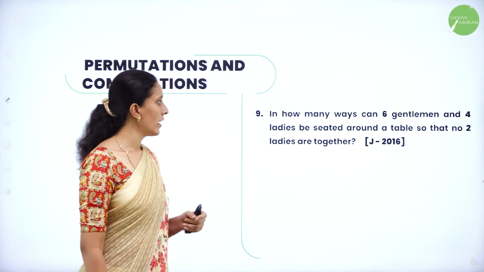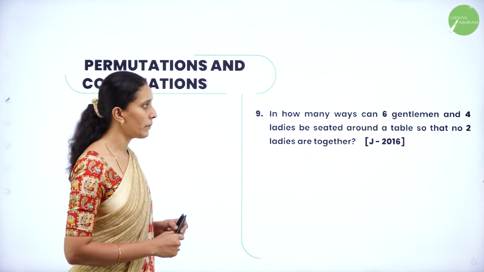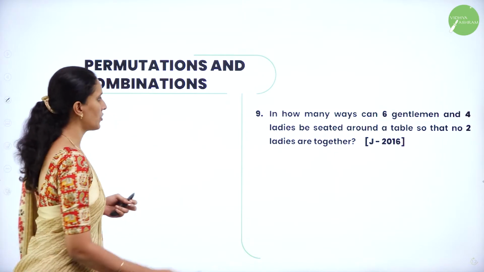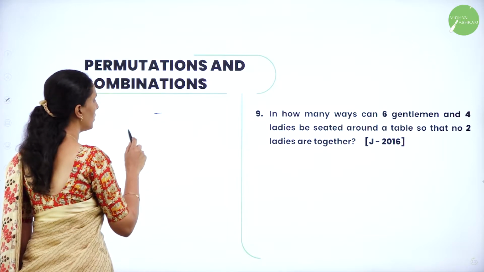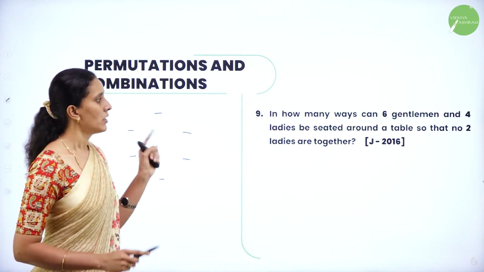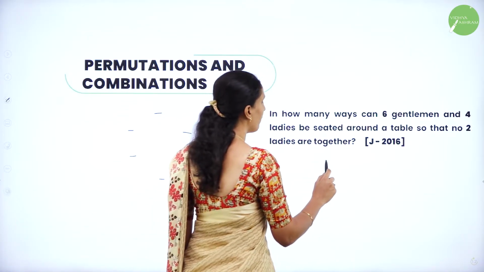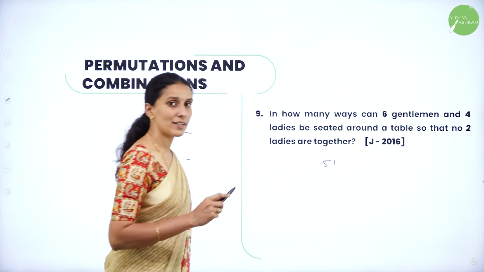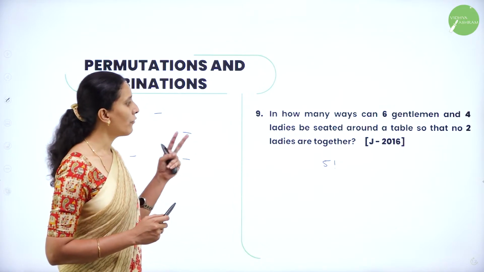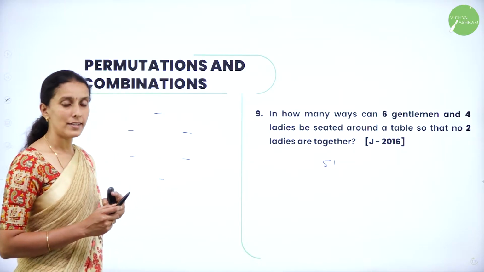So next question: in how many ways can 6 gentlemen and 4 ladies be seated around a table so that no 2 ladies are together? So we have 6 gentlemen around a table, 1, 2, 3, 4, 5, 6. So they are sitting around the table. Therefore, the number of arrangements of gentlemen will be 5 factorial, because it is always (6 minus 1) factorial for a circular permutation.